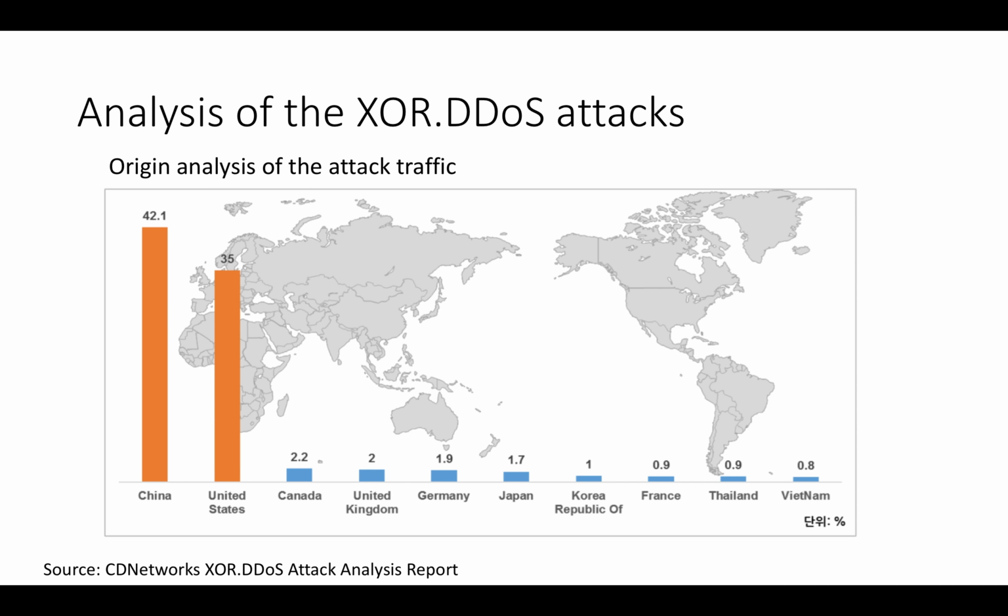We found, at least in the attacks that came into CDNetworks, the origins were primarily in two locations, focused between here and China. A lot of other countries just had a very small amount of attack traffic.